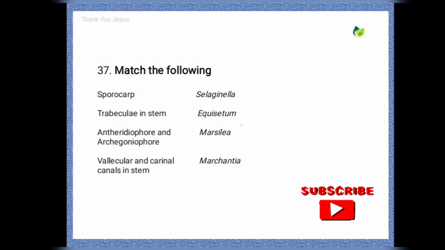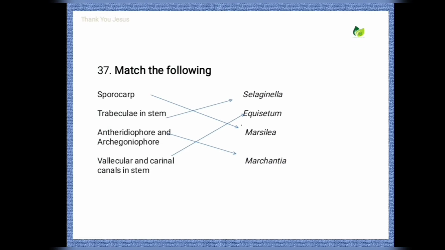So here also we have to match the list 1 with the list 2. I am going to give you the matching directly. Sporocarp present in Marsilea. Trabeculae in stem seen in Selaginella. Antheridia 4 and Archegonia 4 are present in Marchantia. Vallecular and carinal canals in stem present in Equisetum.